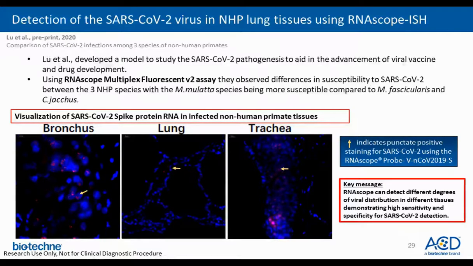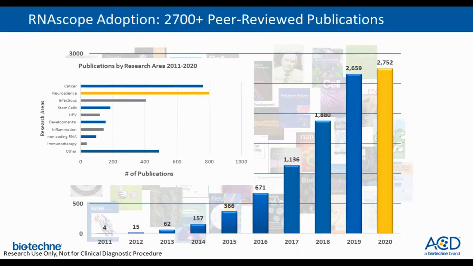So with a lot of these publications out there, we have seen that the growth and adoption of the RNAscope technology is best exemplified by the number of our peer-reviewed publications. Our first publication came in 2011, and since then, there have been over 2,700 peer-reviewed papers using RNAscope technology in numerous journals, including many of the top-tier ones.